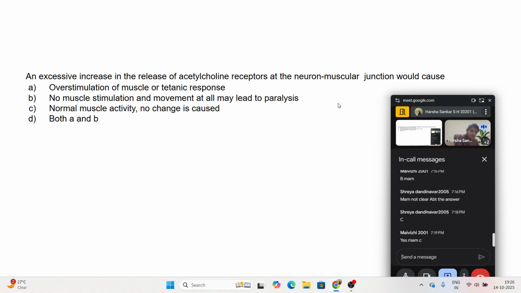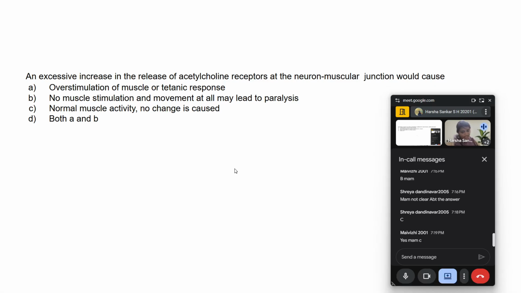Whenever there is a lot of neurotransmitter release, it will bind with more postsynaptic receptors. So what is present postsynaptically? That is muscle only. So the muscle gets activated more and more and more. It will cause overstimulation. So option A is the correct answer.